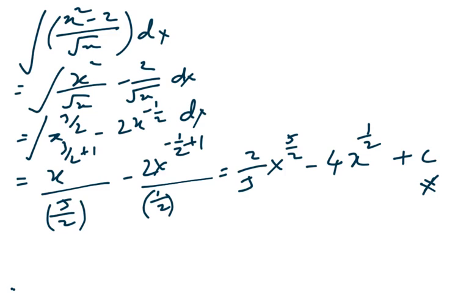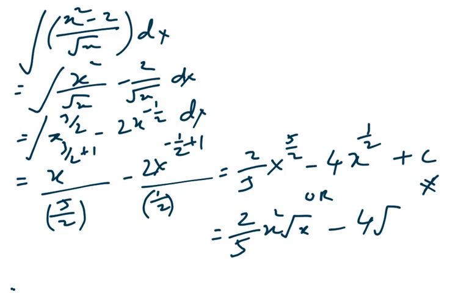This would be your answer. Another way of writing your answer can be 2/5 x^2 root x, minus 4 root x, plus c. So there are two ways that you can express your answer, number 1 and number 2.